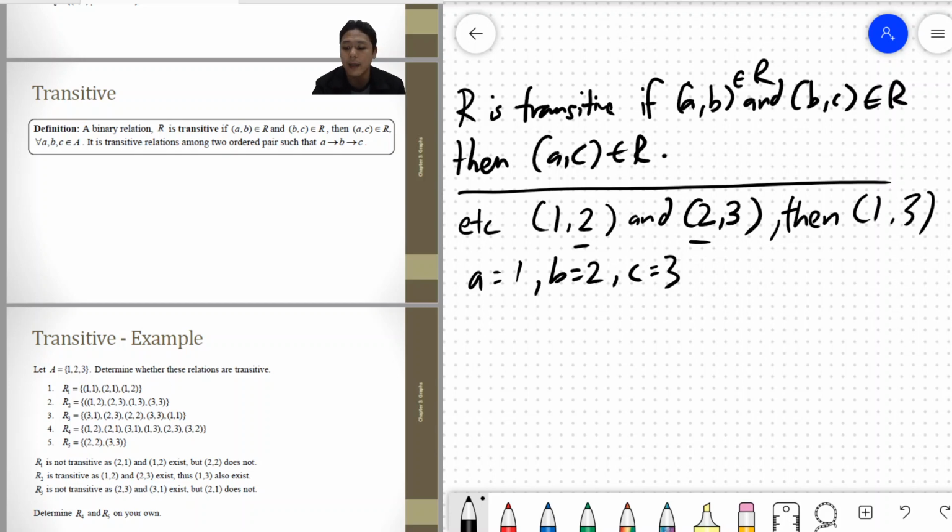That's why you can imagine this like an arrow. From A there is a route to B, and from B there is a route to C, and it also shows that A can be connected to C.